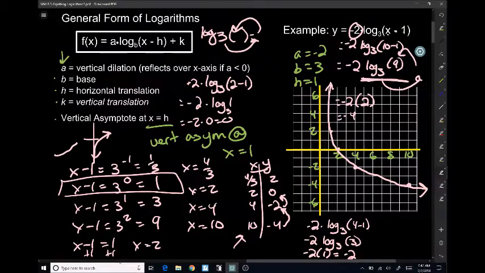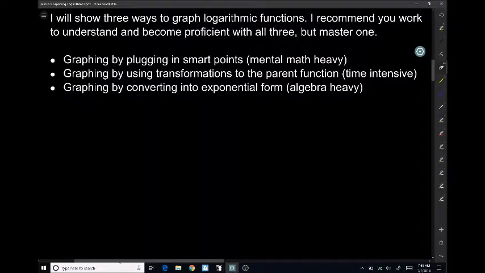I'm going to do another example of graphing like this, which is, I think, a pretty mentally taxing way, but a pretty effective way to do it. I'm actually going to show you 3 different ways to graph logarithmic functions. I recommend you work to understand and become proficient in all 3 of them, but just master one of them. What we just did was graphing by plugging in smart points, which is a mental math heavy way of doing it. I'll also show graphing by transformations to the parent function, which is time intensive, and graphing by converting to an exponential form, which is algebra heavy. I think this one is the least brain intensive.